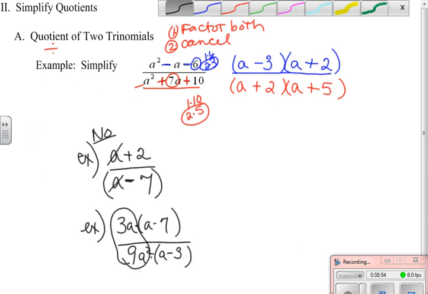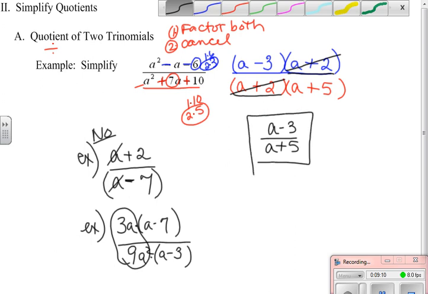So what happens right here is a plus 2 divided by a plus 2, those are the exact same numbers, they become 1, so they cancel, so I have a minus 3 over a plus 5. And that is how you simplify that. So that is the end of the 5-4 lesson.